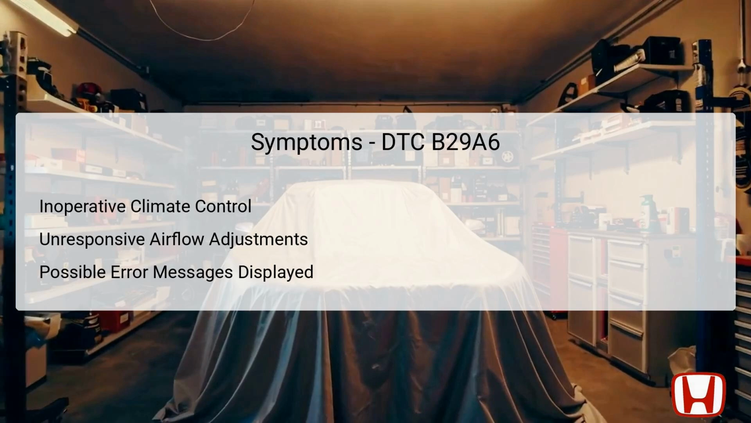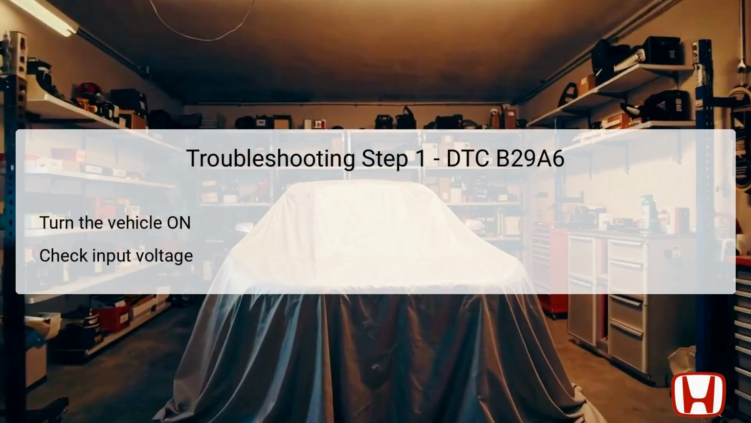Additionally, the instrument panel may display error messages or warnings related to climate control malfunctions. These symptoms collectively provide useful clues to technicians during the diagnosis process and must be carefully considered when undertaking troubleshooting efforts. The first step in troubleshooting DTC B29A6 involves preparing the vehicle for inspection by turning it to the on mode. This action activates the electrical systems necessary for diagnosing the error.